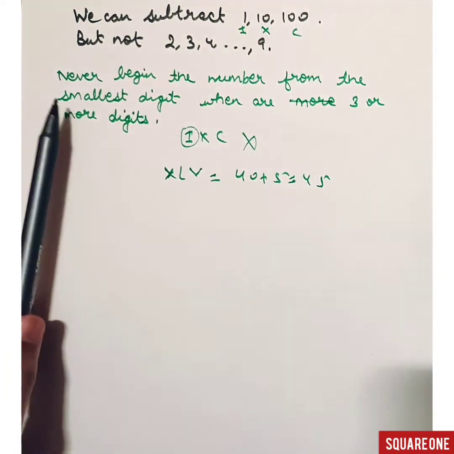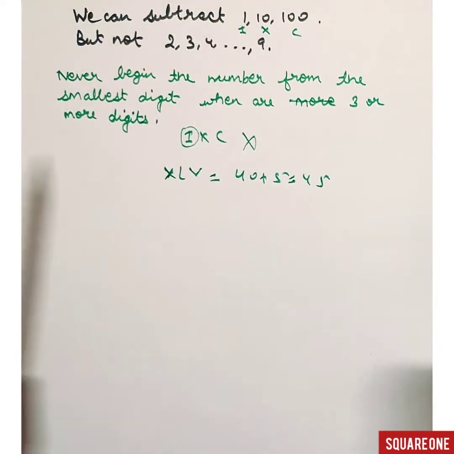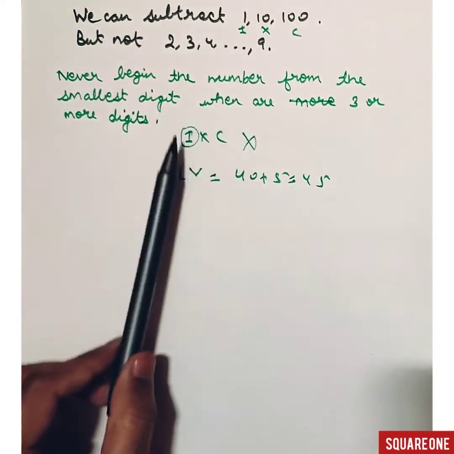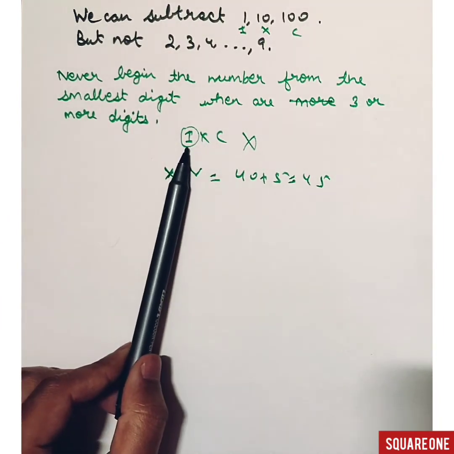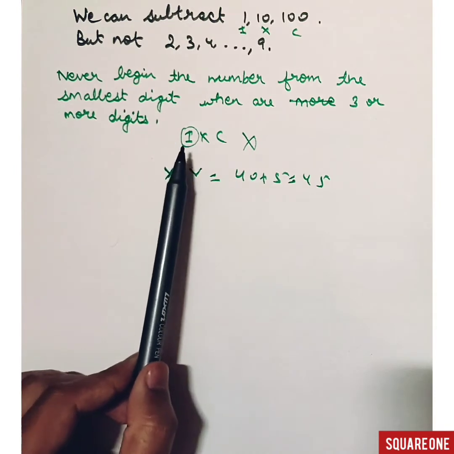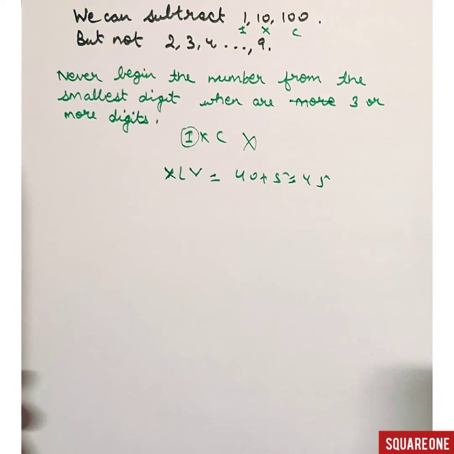We also saw that we can never begin the number from the smallest digit when there are 3 or more digits in a number. Okay, whenever there are 3 or more digits, we cannot begin our number from the smallest digit. Here we have 1 as the smallest digit among the combination of 1, 10 and 100. So this is wrong, we cannot do that.